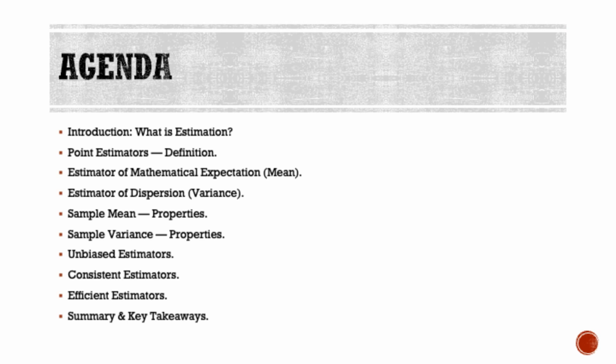Here's our plan for today. We'll start with an introduction to estimation, then define point estimators. We'll cover the estimator of mathematical expectation, the sample mean, and the estimator of dispersion, the sample variance. We'll discuss important properties of good estimators, including unbiasedness, consistency, and efficiency, with detailed explanations and examples.